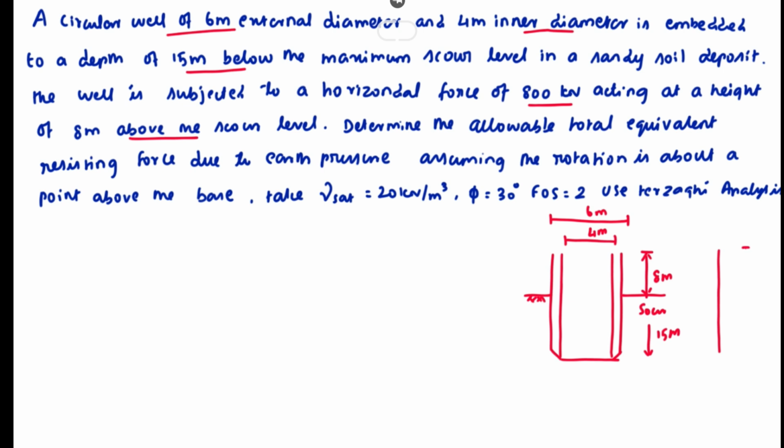So now the h will be 8 meter. The h1 value will be 8 plus 15, that is 23 meter. The pressure will be distributed like this.